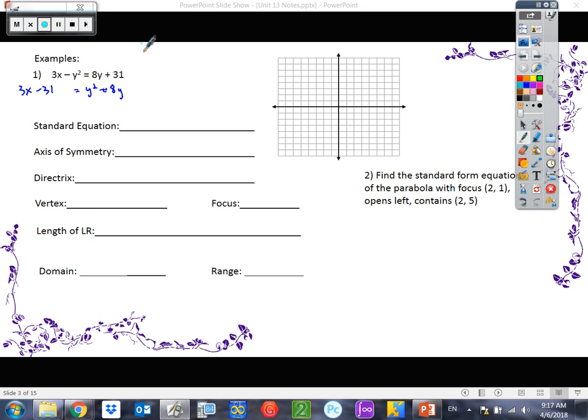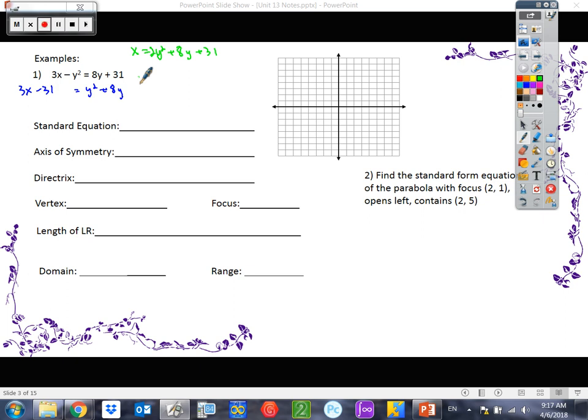So let's say that I have x equals 2y squared plus 8y plus 31. Okay, let's just say something like that. Now let's dig back into your memory of completing the square. Can I complete the square of something that has a leading coefficient other than 1? No, I can't. I have to fix it.